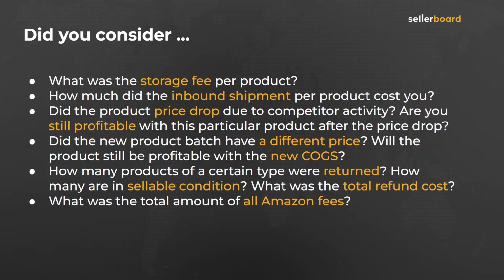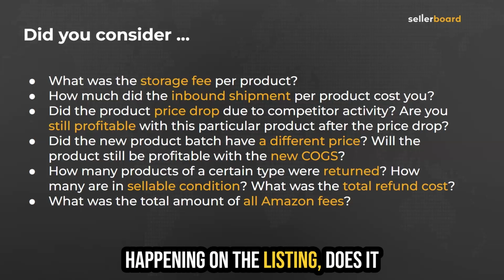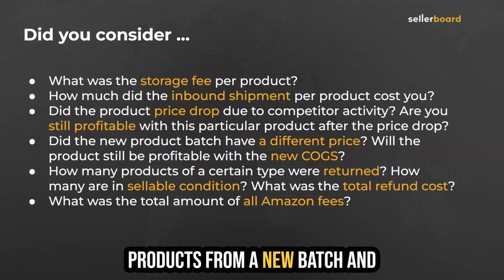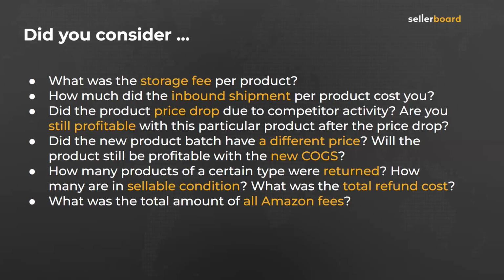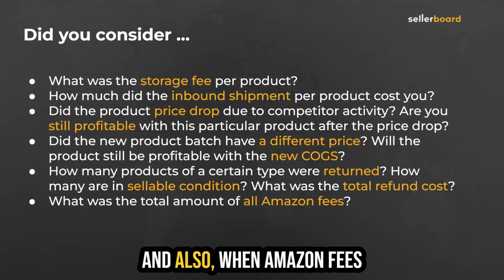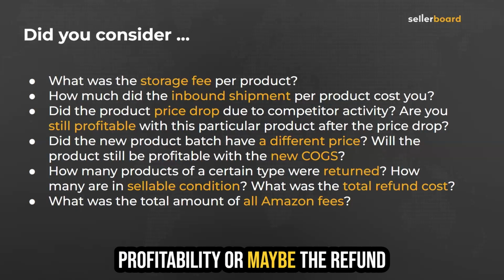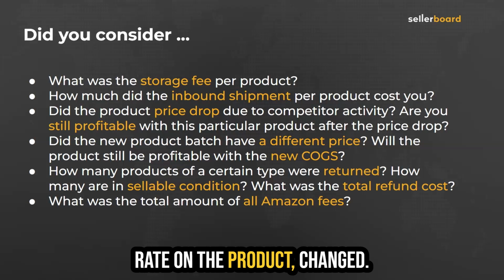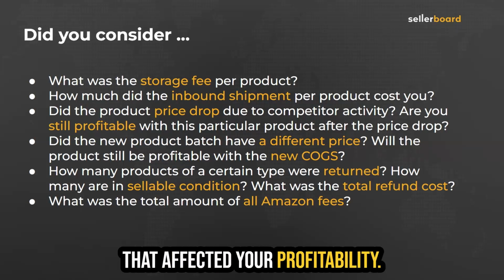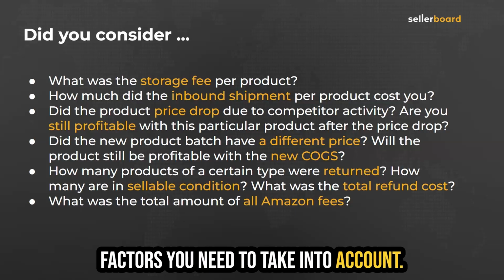that event? Or maybe there is some competitor activity, and depending on what's happening on the listing, does it affect your profitability or not? Or maybe you receive products from a new batch and they have a new cost of goods. With the new cost of goods, are you still profitable? And when Amazon fees changed, how did that affect your profitability? Or maybe the refund rate on a product went up or down, and how did that affect your profitability? My point is that there are a lot of different factors you need to take into account.